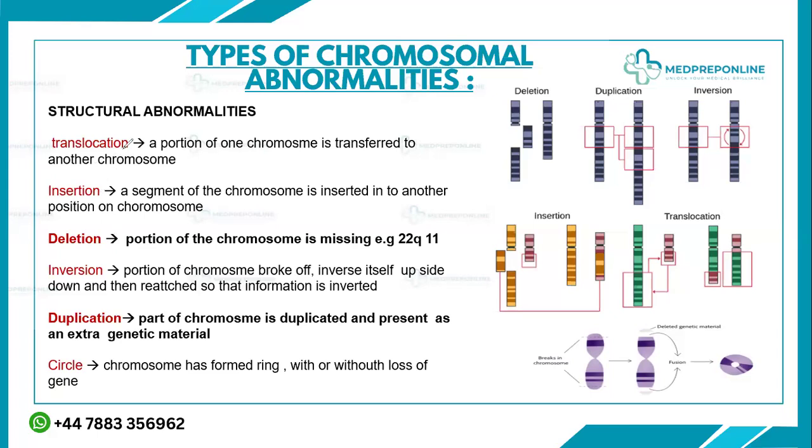Translocation: a portion of one chromosome is transferred to another chromosome. This is how it happens: when a portion of one chromosome goes and attaches to another chromosome, this is known as translocation. There are certain types of translocation which we're going to cover in the next slide: balanced, unbalanced, and Robertsonian translocation, which will be important for Down syndrome.